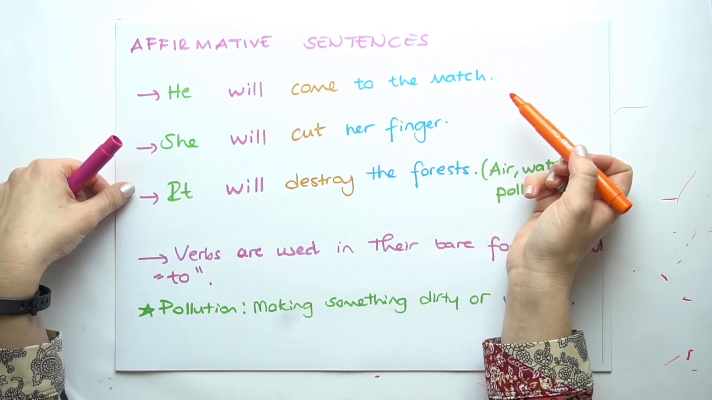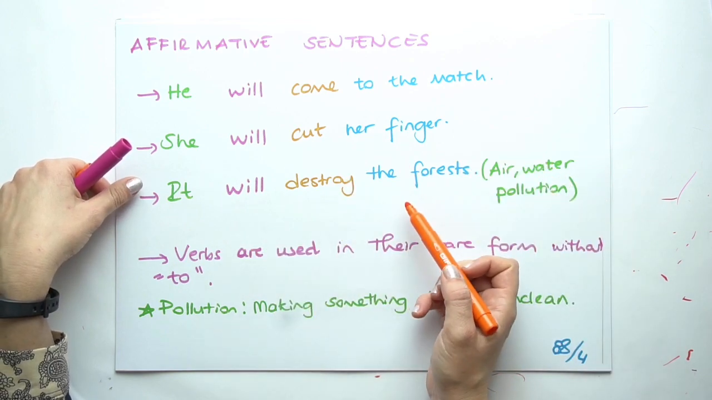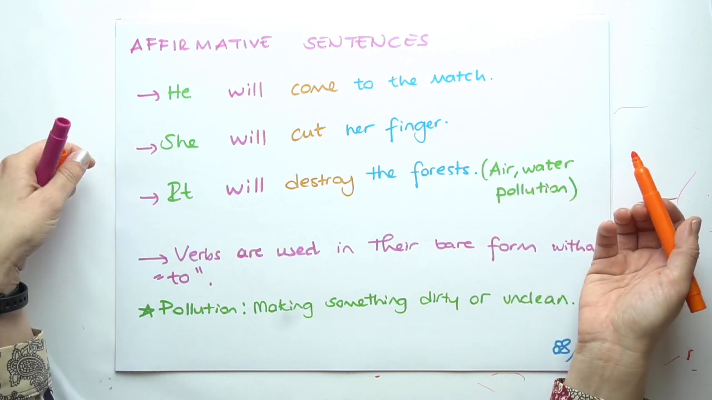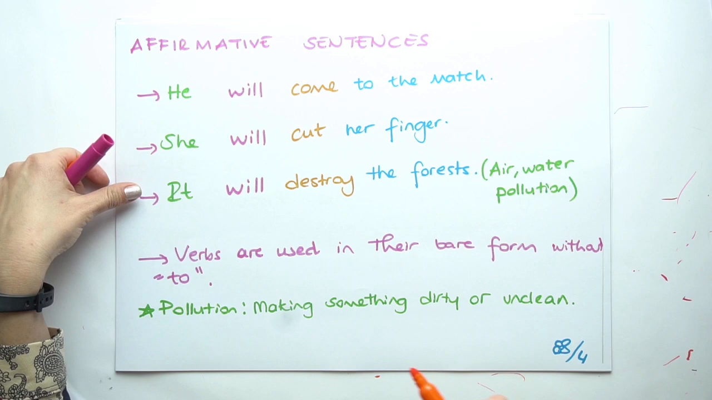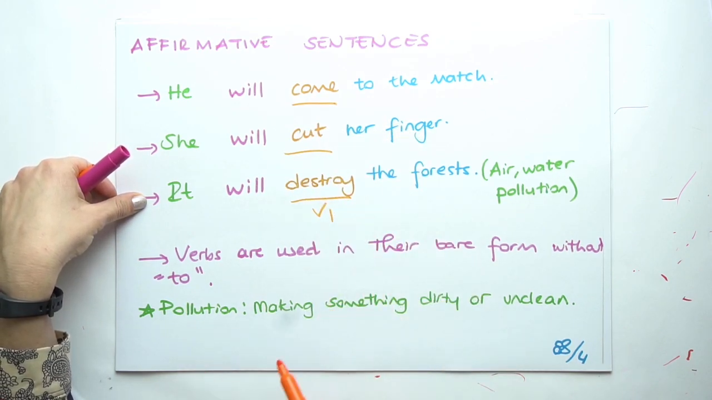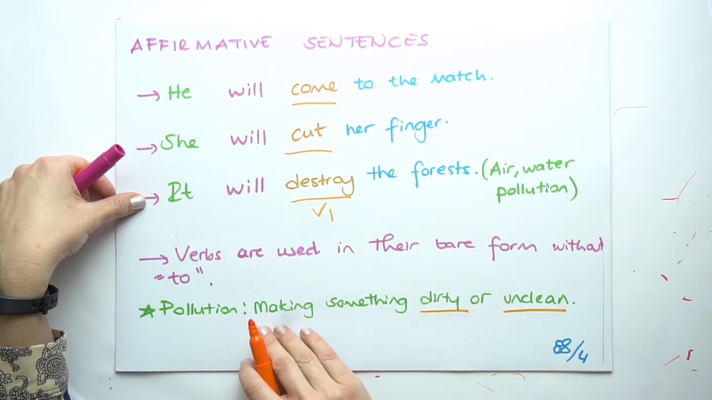He will come to the match. She will cut her finger. It will destroy the forest. Destroy means to harm, like water pollution or air pollution. Verbs are used in their bare form without to here, as you can see. Pollution means making something dirty or unclean.